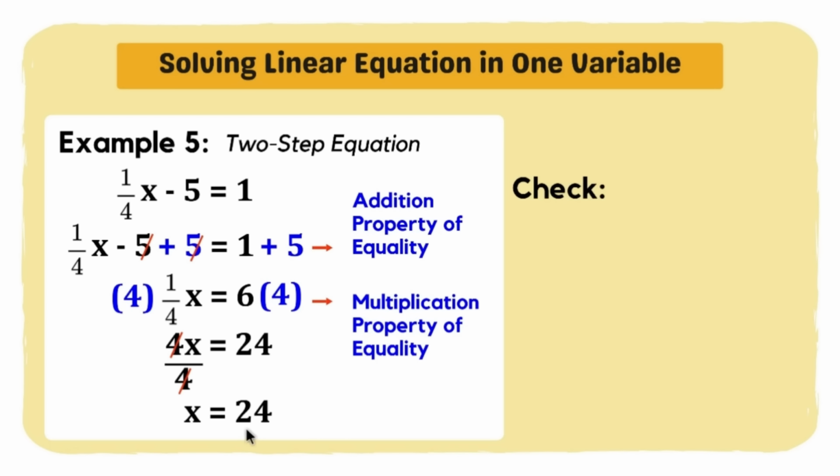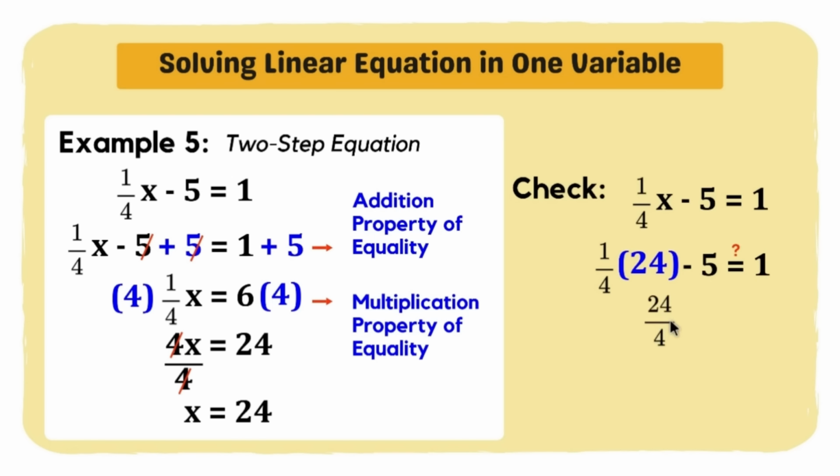Let's check if this is correct. No? So let us substitute dito sa original equation. So 1/4 times x which is 24 minus 5 is equal to 1. So 1/4 times 24 is 24 divided by 4. Minus 5 is equal to 1. 24 divided by 4 is 6 minus 5. Is it going to be equal to 1? Yes. Okay, 1 is equal to 1. Alright. Therefore, our answer 24 is correct.